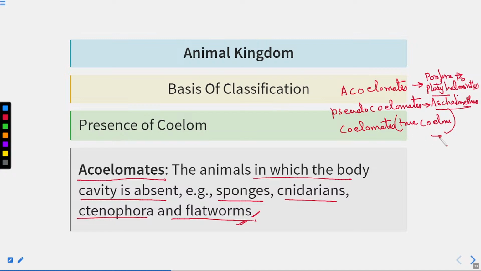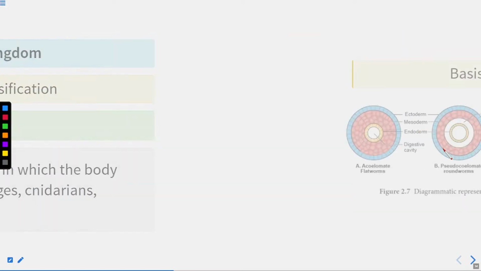And coelomates started from Annelida to Chordata. Some exceptions can be there, but this is the way to remember. Acoelomate, from porifera to platyhelminthes, there is no organism having a true coelom or body cavity. Pseudocoelomate, a single phylum, Aschelminthes, and coelomates, that is the true coelom, body cavity is present from Annelida to Chordata.